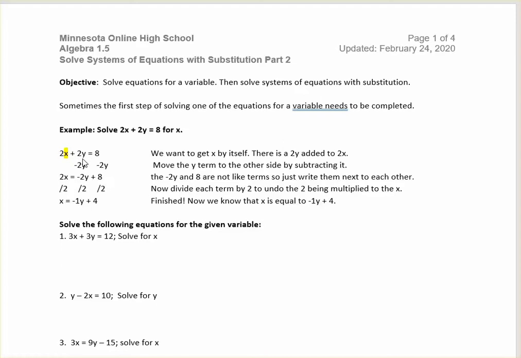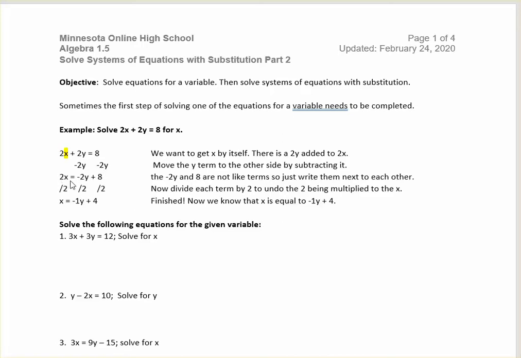We need to undo that. So the opposite of adding 2y is to subtract 2y. So we subtract 2y from both sides. That leaves just 2x on the left side, so we're getting closer to solving for x. On the right side, we can't actually take 2y away from 8, so we just write negative 2y plus 8. You could also write 8 minus 2y, either one.